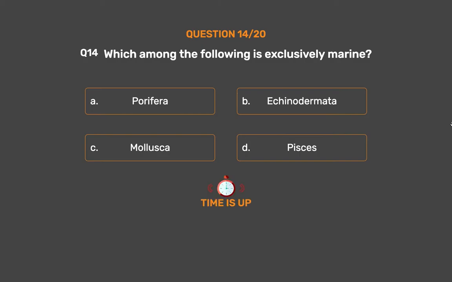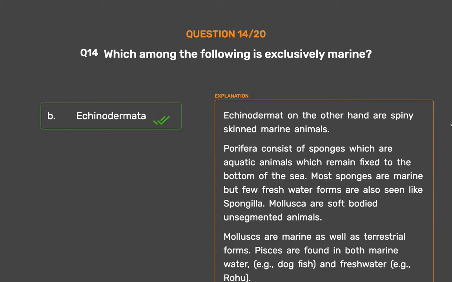The correct answer is option B. Echinodermata. Echinoderms are spiny-skinned marine animals. Porifera consist of sponges, which are aquatic animals which remain fixed to the bottom of the sea. Most sponges are marine, but few freshwater forms are also seen, like Spongilla.